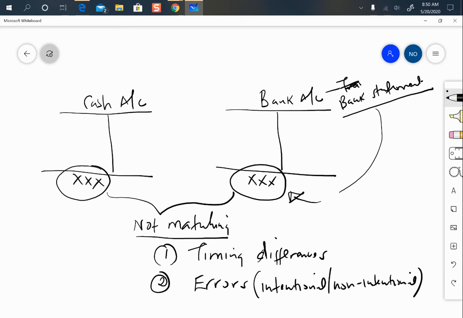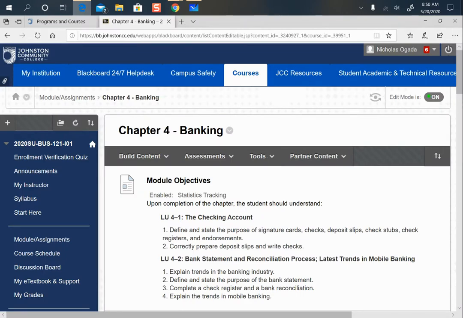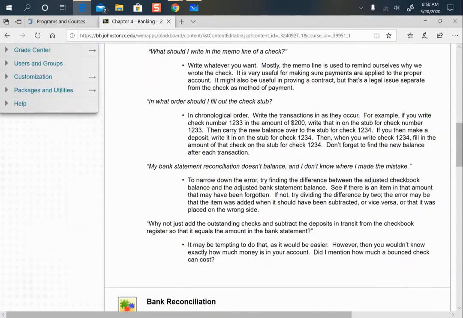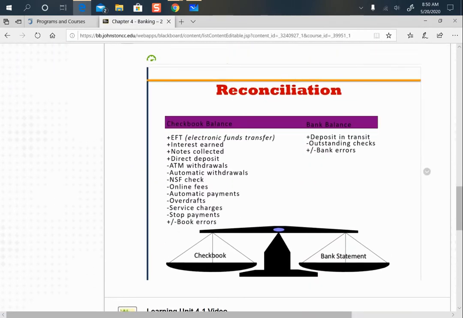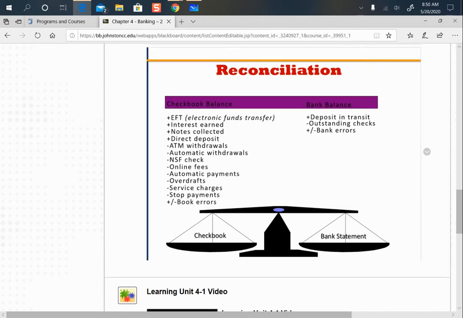So again, this is basically what we are trying to do when we are looking at the bank reconciliation. I just want to show you here a chart that you can use, and this can guide you as you think about how you will go about undertaking a bank reconciliation. I don't want you to cram anything here. So do not cram the items you are seeing on the checkbook balance side, or the items you're seeing on the bank balance side.